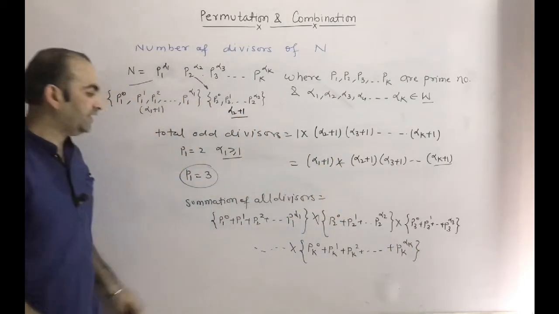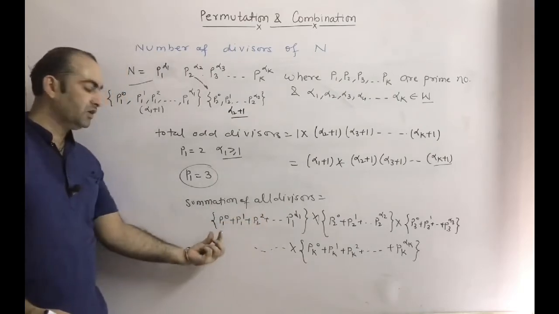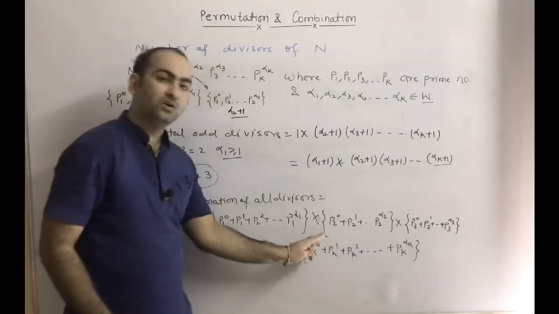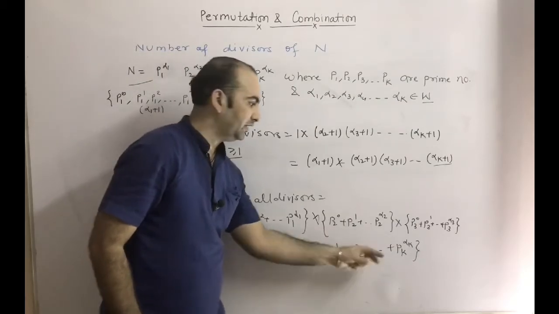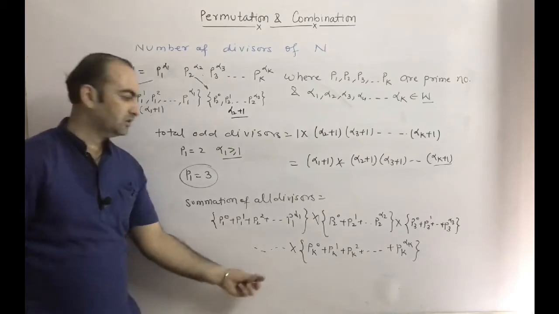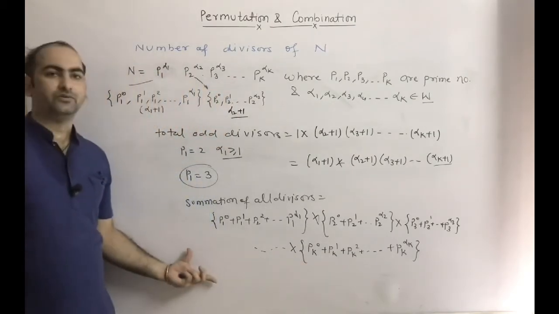So for finding the summation of all the divisors, we add all the possibilities of P1, then multiply with the summation of all the possibilities of P2, into the summation of all the possibilities of P3, and so on, up to the summation of all the possibilities of Pk. So this we have to do.